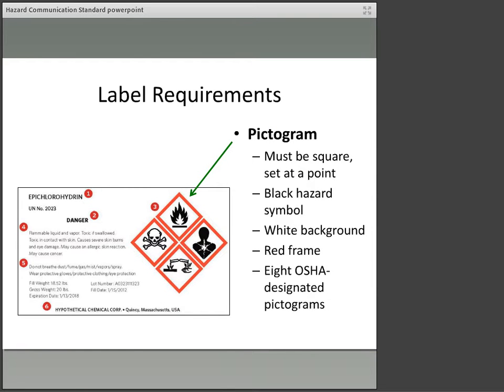Hazard pictograms are graphic symbols used to communicate specific information about the hazards of a chemical. They are one of the key elements of labeling under the GHS. All pictograms have specific characteristics: a black symbol with a white background within a red frame set at a point. As of June 1st, 2015, the HAZCOM standard will require labels to include these pictograms, which alert users to the chemical hazards to which they may be exposed.